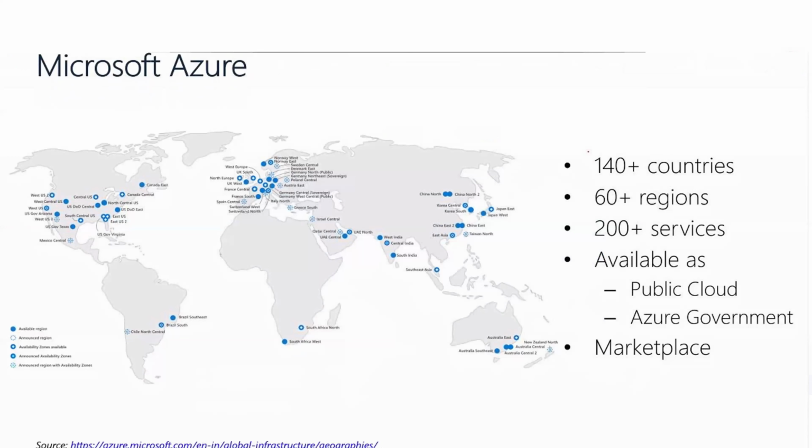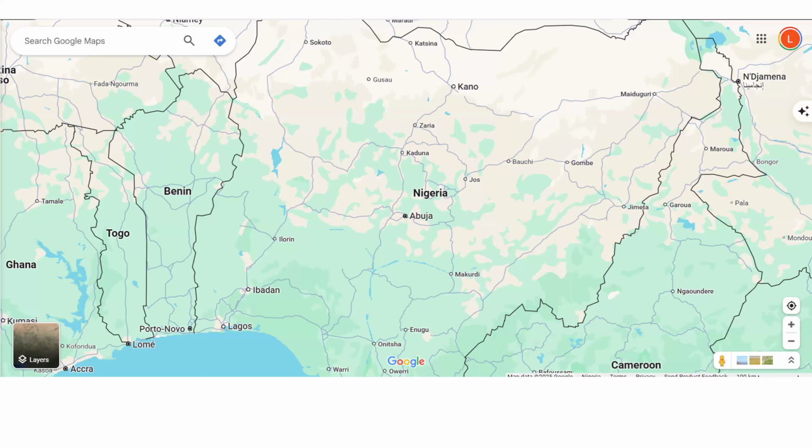You can see their own nomenclature: available region, announced region. So announced, upcoming, future, it's all the same thing. Again, in South Africa they have two there. Every other place in Africa, none. So let's now visualize what we are talking about. If Nigeria is a country, this is what we mean by region.